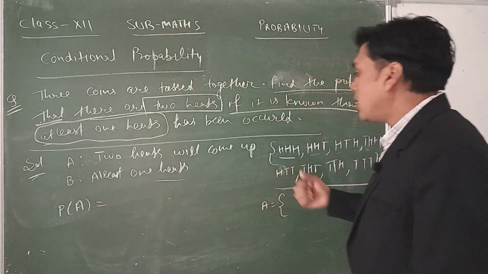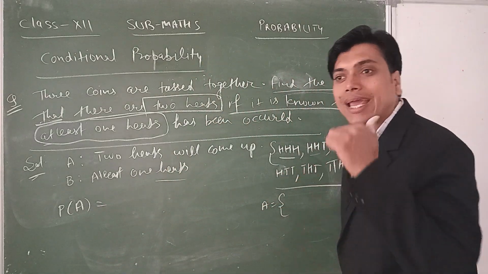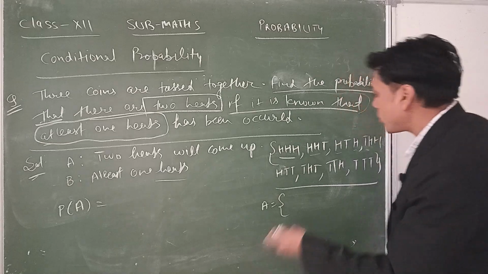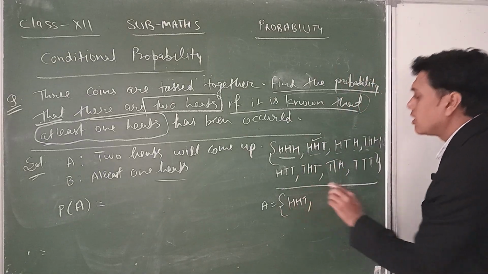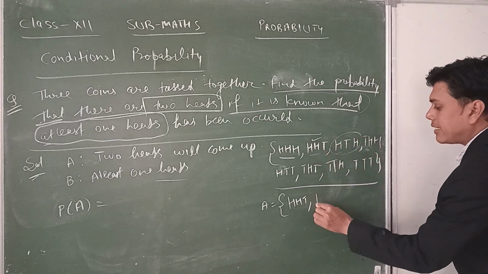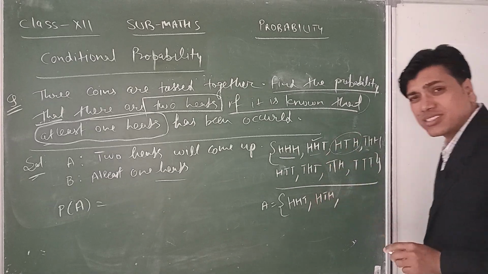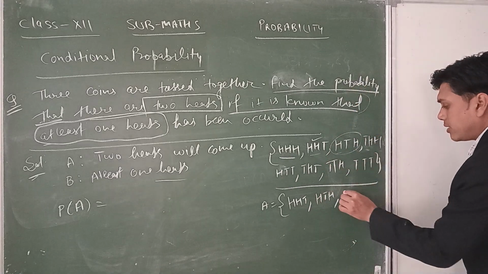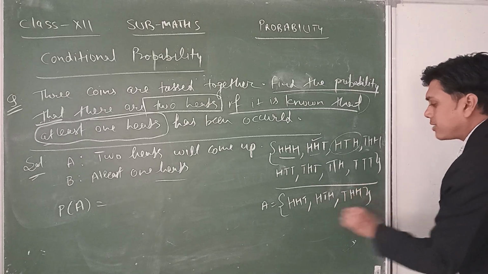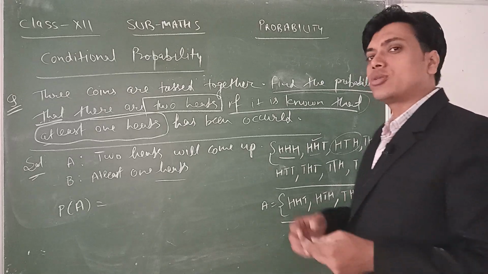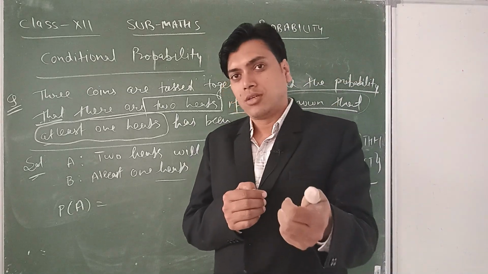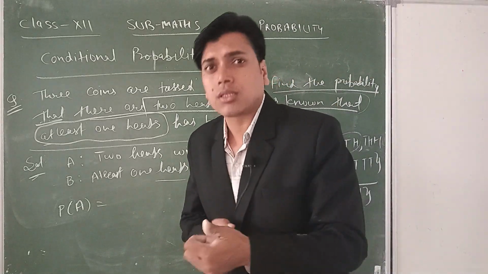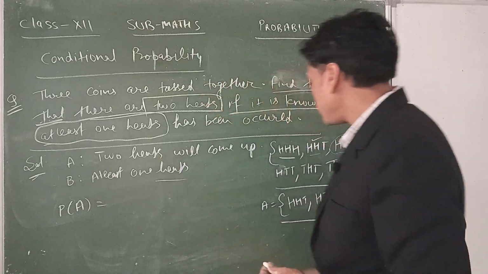Fine. So find how many cases there are where exactly two heads are given. So this is one case, heads, heads, tails. Then heads, tails, heads, and the third one is tails, heads, heads. I think there are only three, because if there are two heads, it means one tail will be there. So that one tail will be first or second or third. So three can be there.